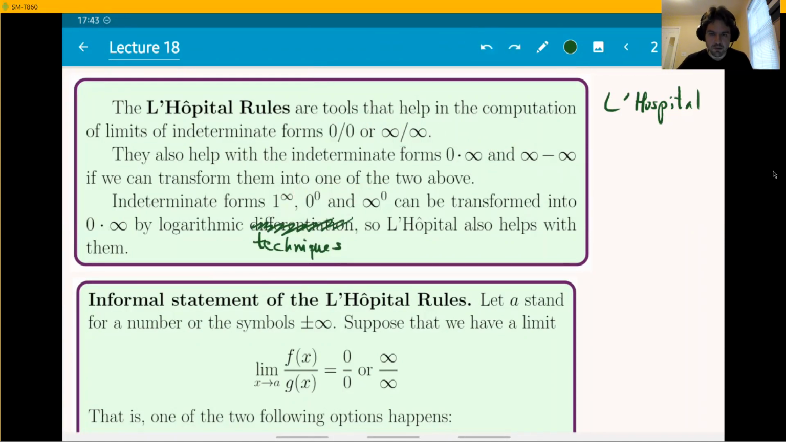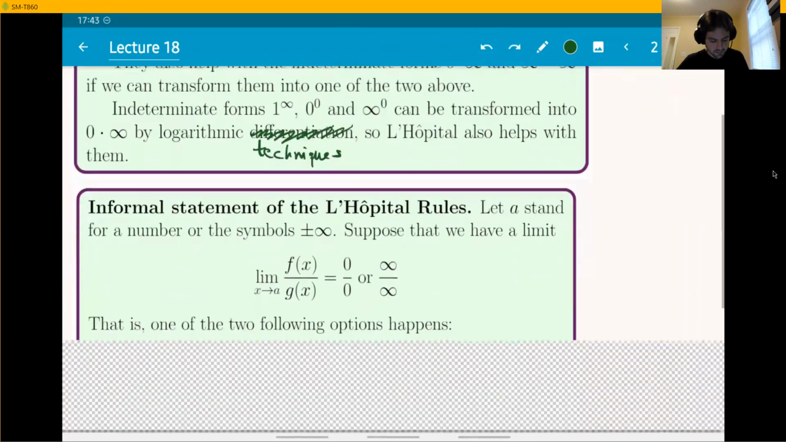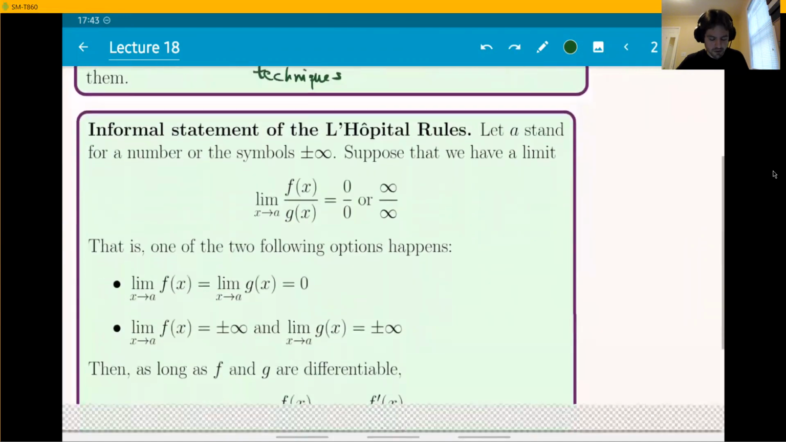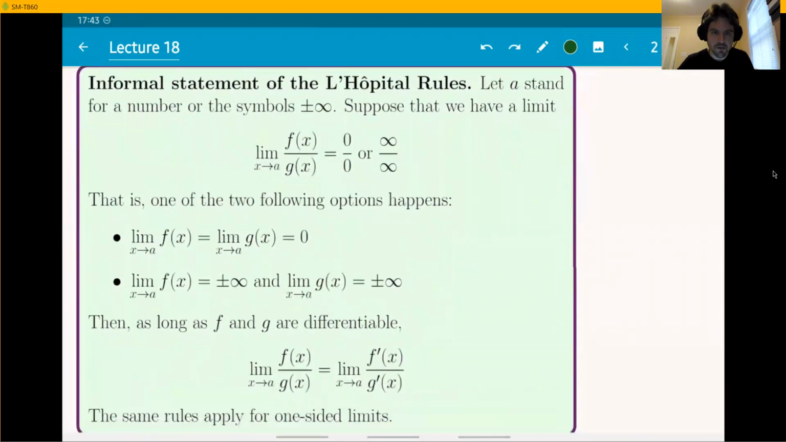But what are the L'Hopital rules? There's an informal statement that I'm including here that's going to suffice for us. It's going to be enough, although the way that it's written here, it's actually technically wrong. We'll mention just one example, but basically all the time, this is how we're going to think about it. So you have A, some number where you're taking a limit, or it could also be plus or minus infinity, so this could be a limit at infinity.